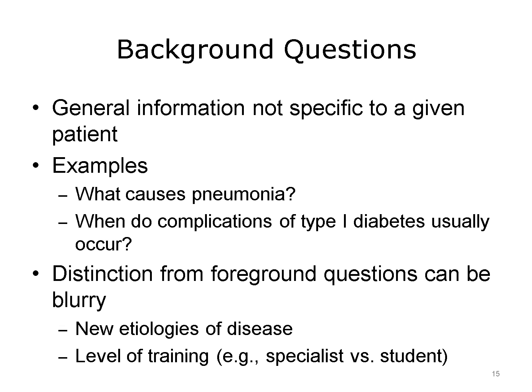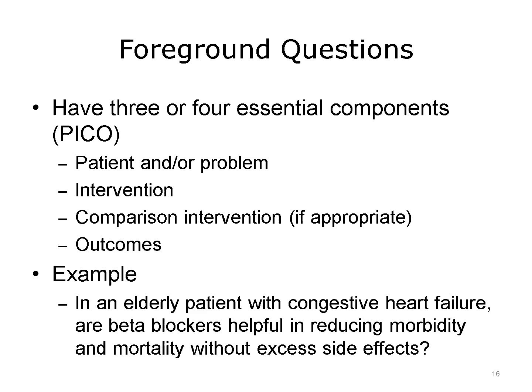This brings us to foreground questions. Foreground questions have 3 or 4 essential components. One way to remember these components is the PICO acronym. A complete foreground question has a patient and/or problem, P. It also has an intervention, I, such as a treatment or a diagnostic test. If applicable, it includes a comparison intervention, C, and then it includes an outcome, O.